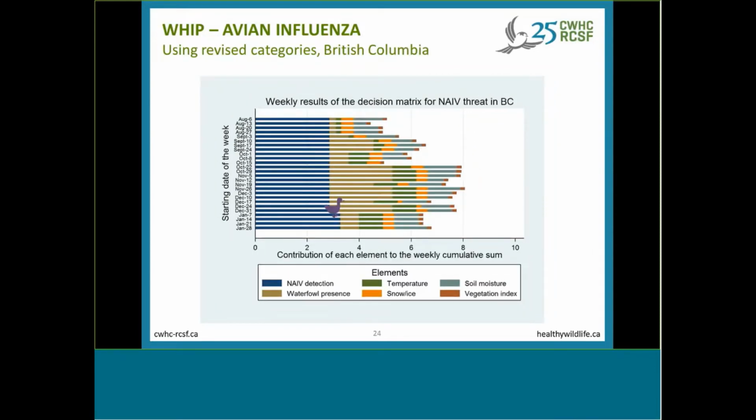Again, just focusing on the avian influenza detection, the blue bars. Again, the presence of the viruses in Asia are significant for the cumulative sums for British Columbia. In January, there was a notification in British Columbia. I think that was an H5, so I bumped that threat level up into the high threat level for British Columbia in January. Next slide, please.